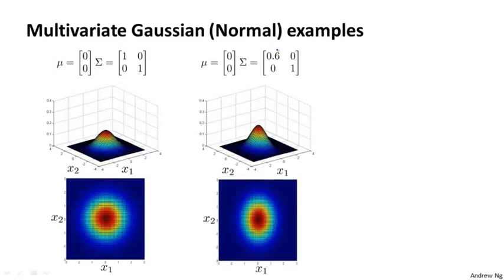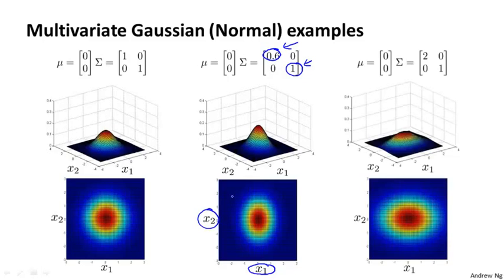Let's say I set sigma to 0.6 there and 1 over there. What this does is reduce the variance of the first feature x1 while keeping the variance of the second feature x2 the same. And so with this setting of parameters, you can model things like that. x1 has smaller variance and x2 has larger variance.